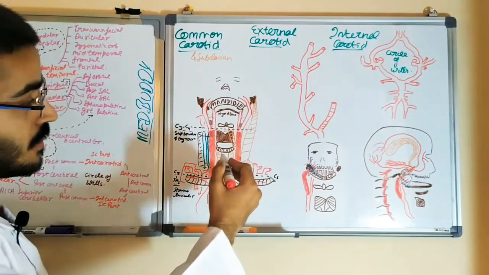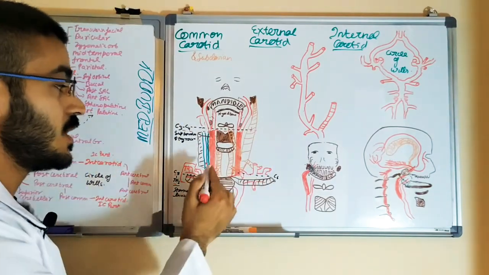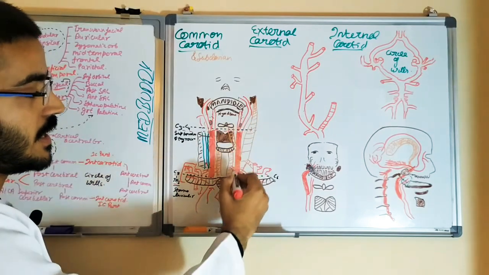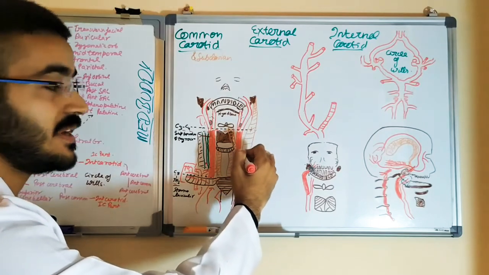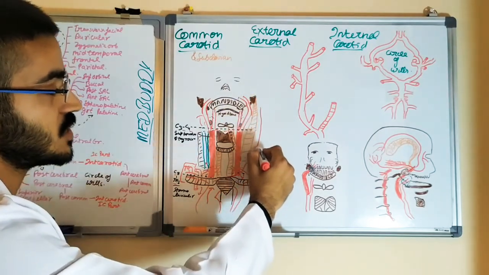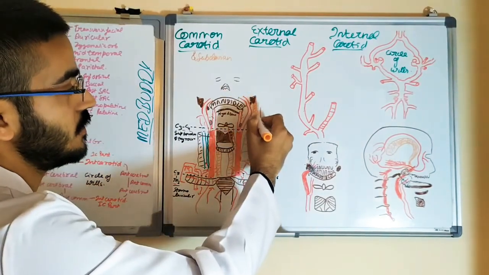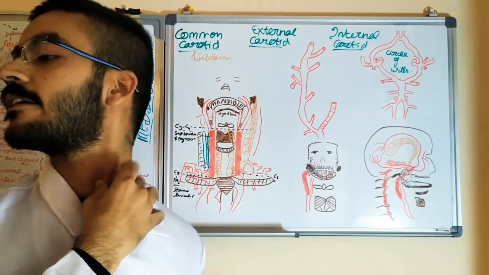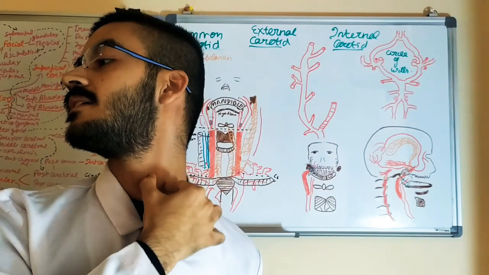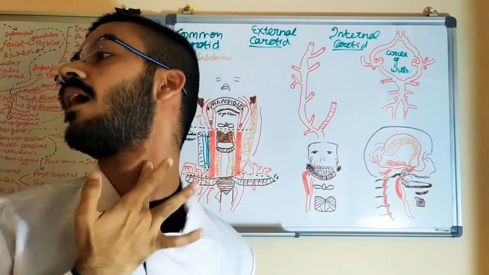Now the relationship of this common carotid artery with other organs. The common carotid artery moves along the medial side of the sternocleidomastoid. What is this? Sternocleidomastoid is one of the very important muscles of the neck, which is lying right here. You can see this, it is the sternocleidomastoid, and right here the common carotid artery is moving.